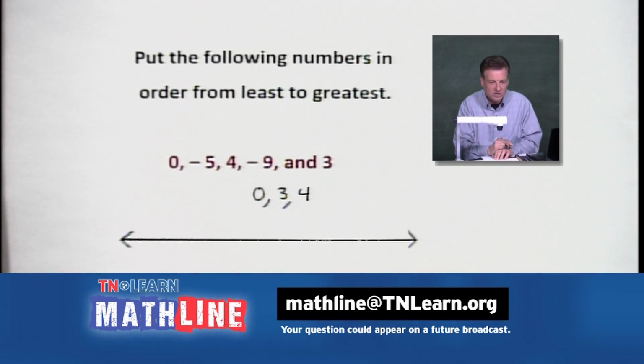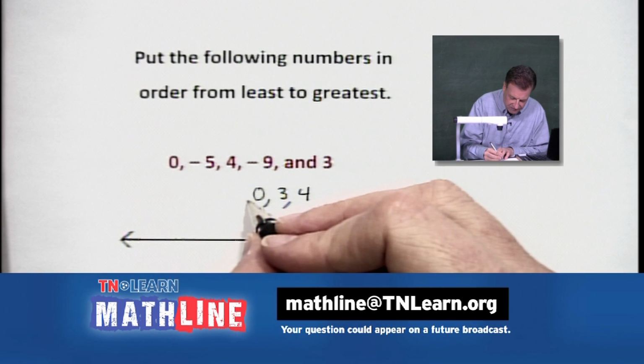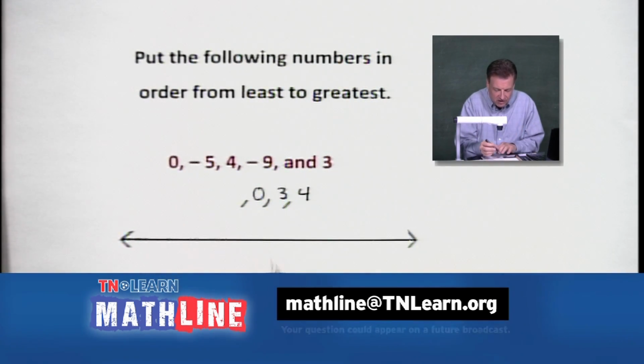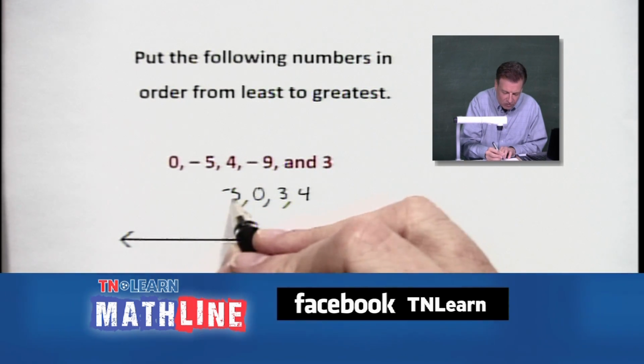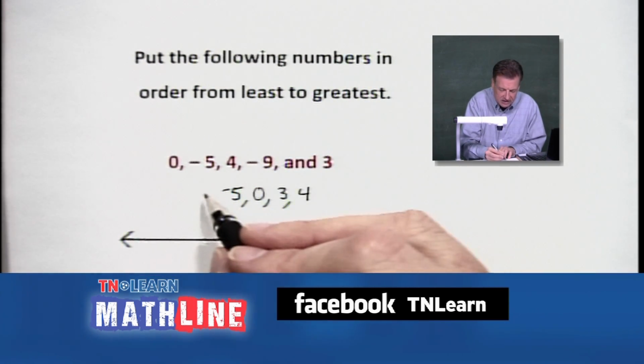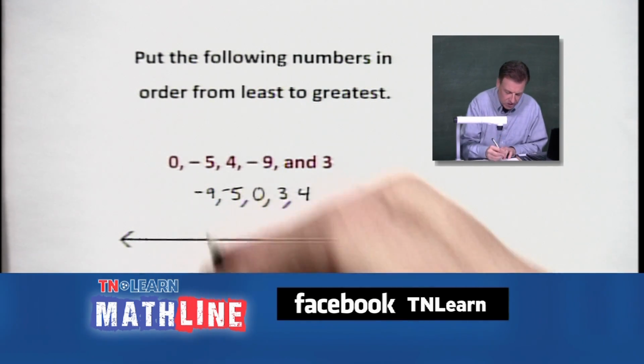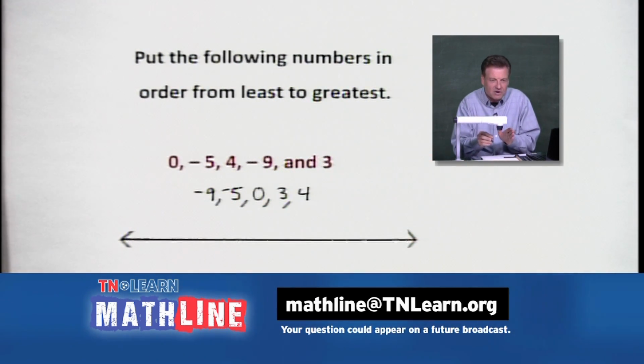Now, here's the big question mark. Where are we going to put the negative? Where are we going to put -5 and -9? Well, -5, remember, is closer to 0. And that's what we're looking at. When we talk about least to greatest, we are basically ordering these on the number line. We're looking at them on the number line. And that's our story right there.